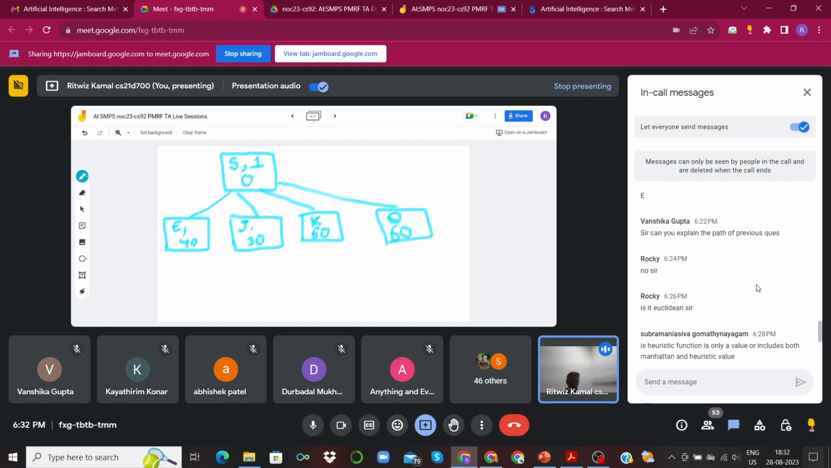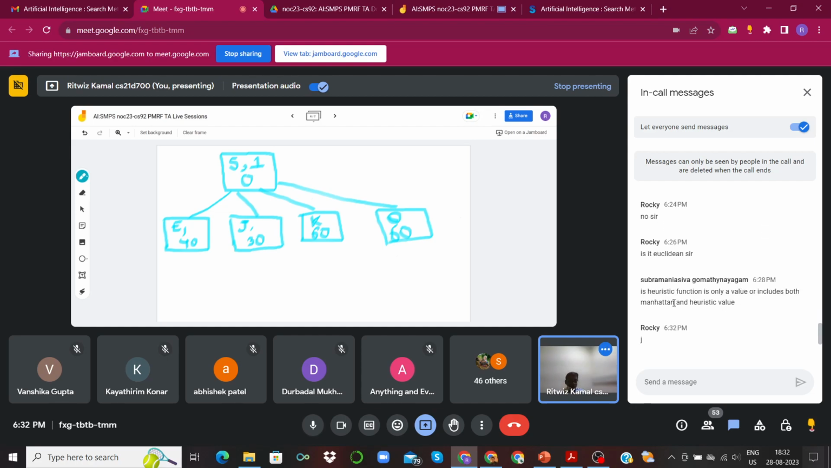Before that, just to address a few questions. No, it is not necessarily a Euclidean distance. The costs mentioned in the big graph are just random costs assigned to the different edges. Also, is the heuristic function only a value or does it include both Manhattan and heuristic value? No. We are right now talking about the branch and bound method. When we go to the A star method, then we are going to consider a combination of the actual cost and the heuristic value. But as of now, you don't need to worry about it. We just need to concern ourselves with the actual costs that are given in the big graph.